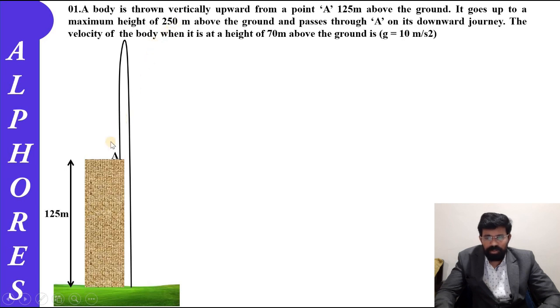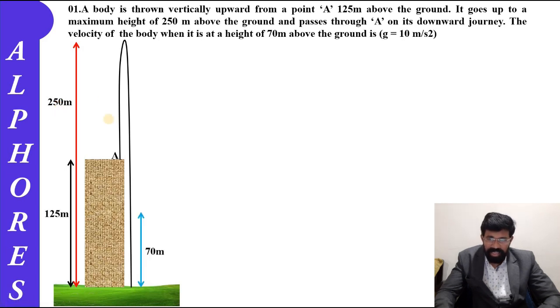Sometimes they take this 250 meters of measurement from the top of the tower. It's not measured from the top of the tower, it is from the ground, so like this. So it has gone to a maximum height equal to 250 meters and passes through A in its journey. So what is happening? It has gone to the maximum height and it has come back. And at a height equal to 70 meters, he is asking about the velocity of the body when it is at a height of 70 meters above the ground.